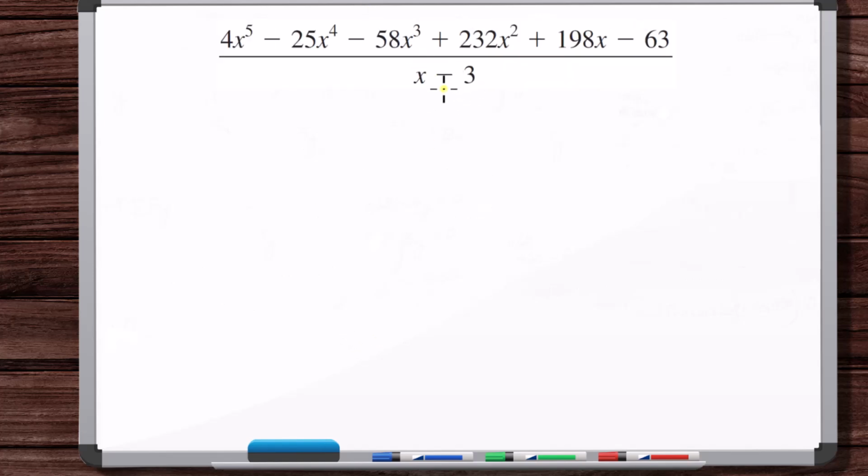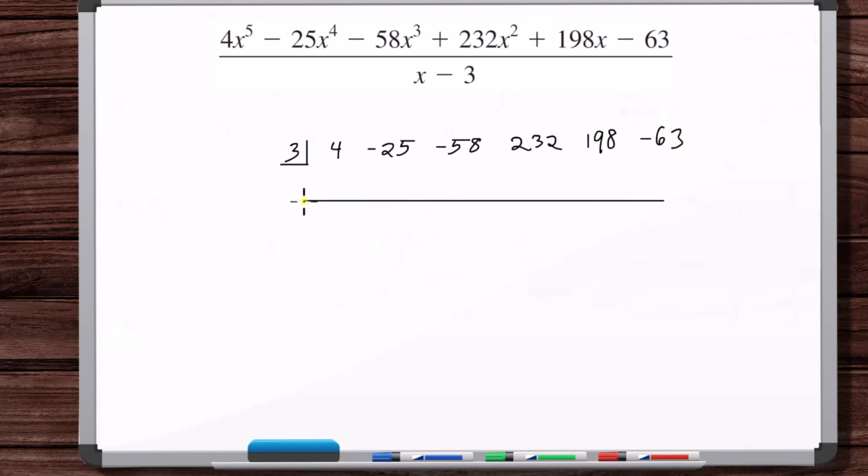Okay, we can see the c is positive 3 here. Now let's write out the coefficients of the dividend. So 4, minus 25, minus 58, 232, 198, minus 63. We don't need any placeholders.